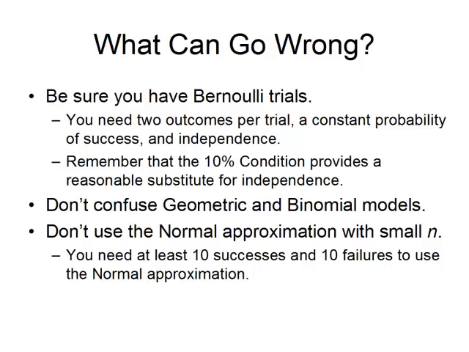So what can go wrong? Be sure you have Bernoulli trials. You need 2 outcomes per trial, a constant probability of success, and independence. Remember that the 10% condition provides a reasonable substitute for independence. Don't confuse geometric and binomial models. And don't use the normal approximation with a small n. You need at least 10 successes and 10 failures to use the normal approximation.